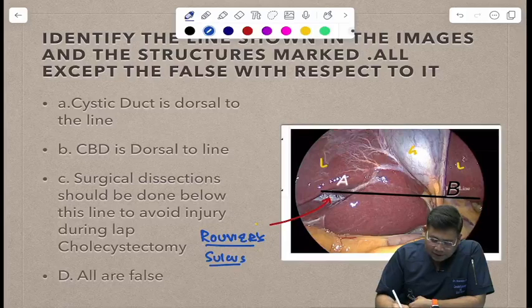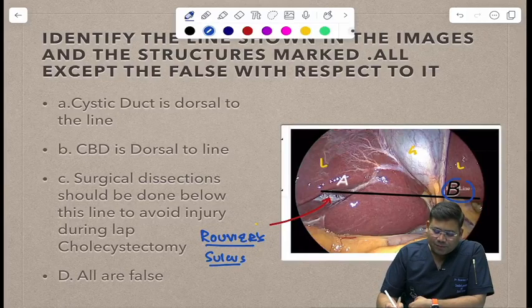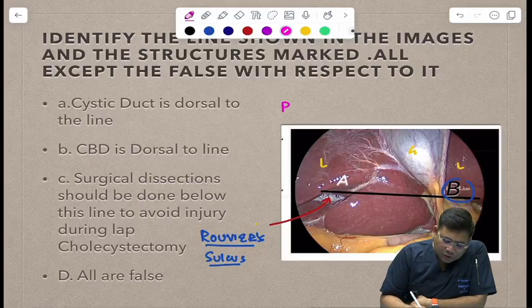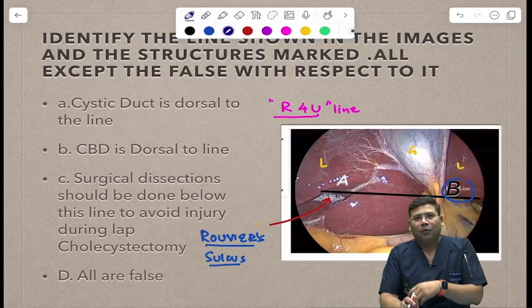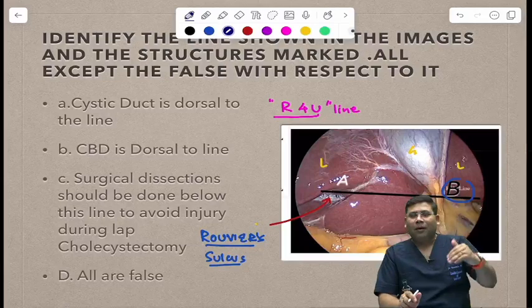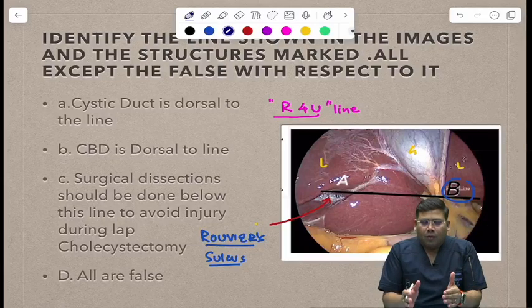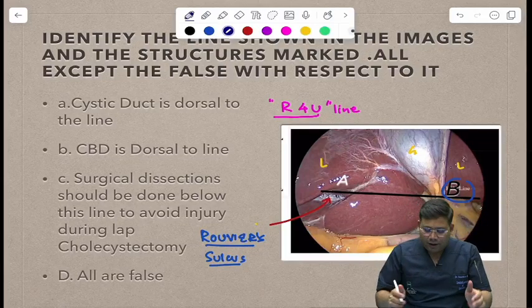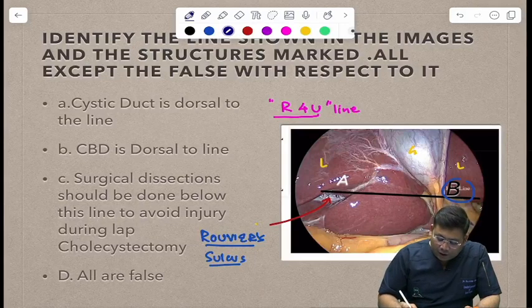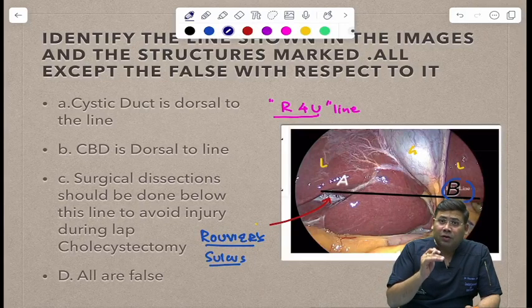The second is the structure labeled as B. Basically this is a line, and this line is known as the R4U line. Dear students, it is very important, very very important. No one can make a mnemonic and make you memorize this; it is beyond that. When we talk about the R4U line, remember, it is the base of the Rouviere's sulcus.